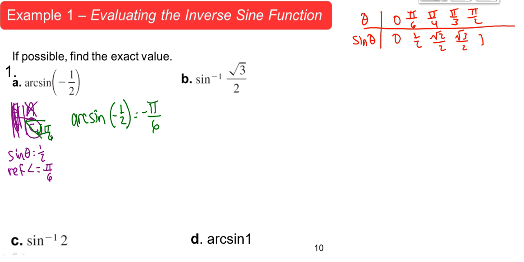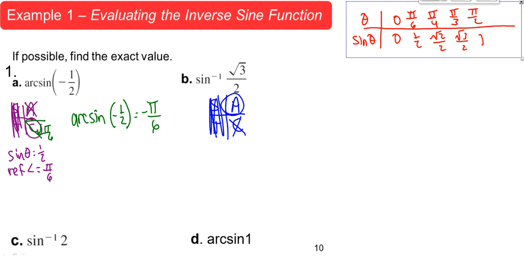Take a minute, try the next 3 and see what you get, and then we'll compare our work. Okay, let's see how we did here. So for this one, we're using the first quadrant, and our reference angle from our table of values is pi over 3. So the inverse sine of square root of 3 over 2 is pi over 3.